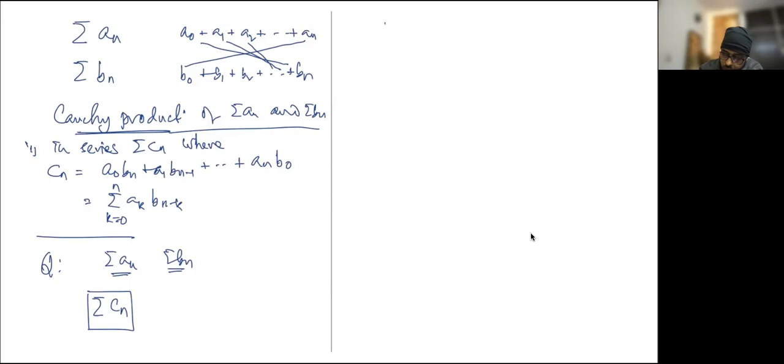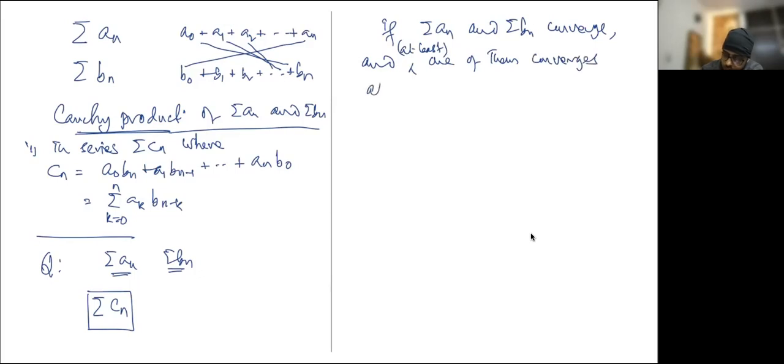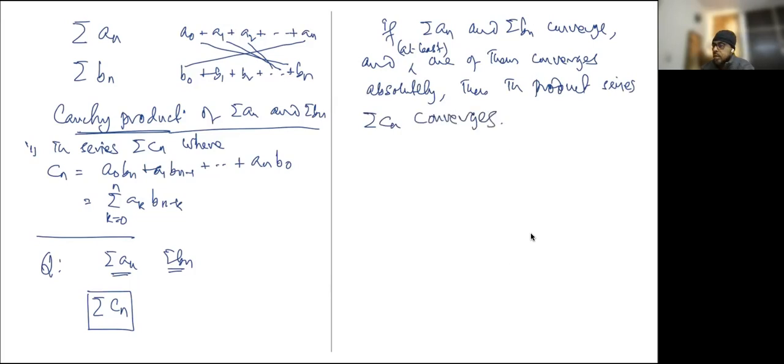So if both the series converge, and one of them, and one in the sense of at least one of them, converges absolutely, then the product series converges. Okay.